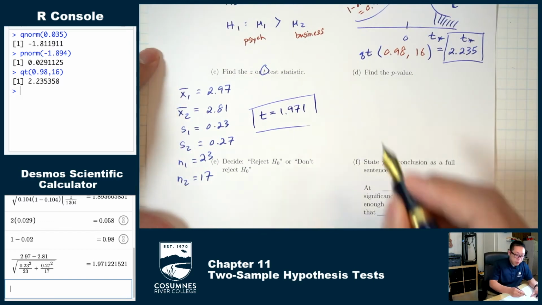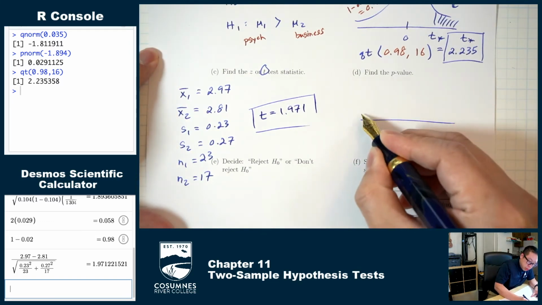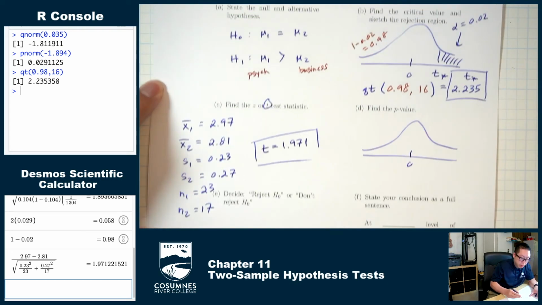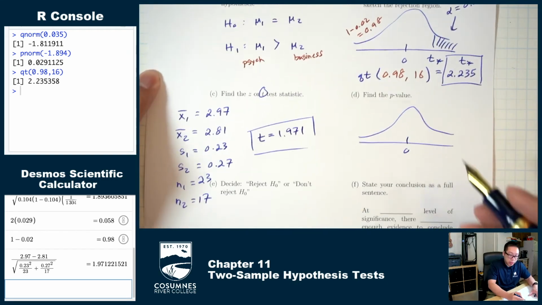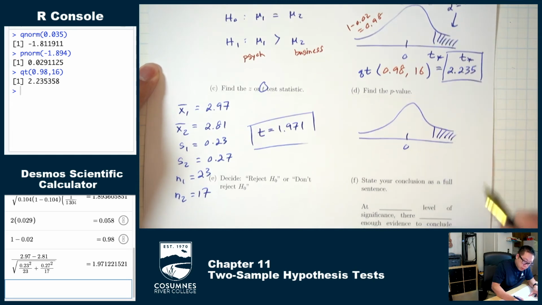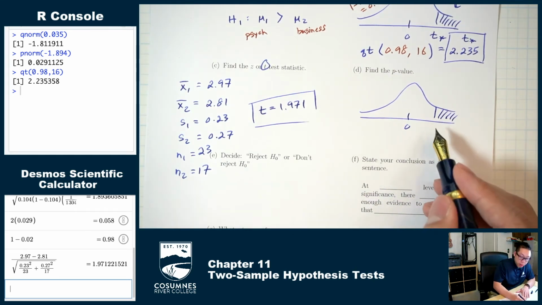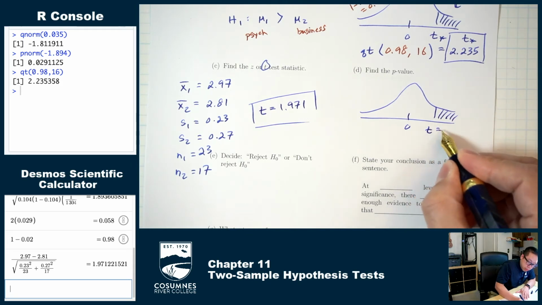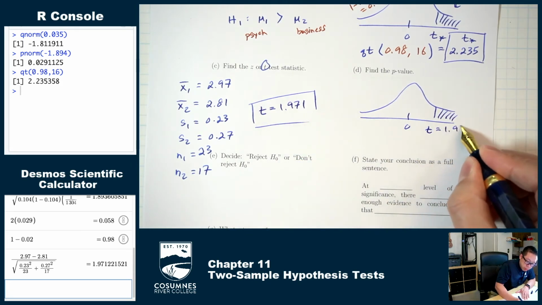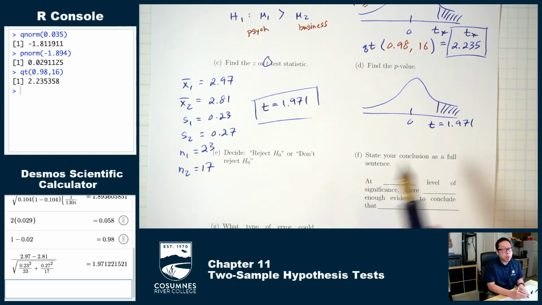Part D, find a p-value. We're going to draw the same picture that we drew in part B. Greater than, it's going to be shaded to the right. Put your test statistic on the picture. So there's just one here, 1.971. Okay, it should match your picture, right?